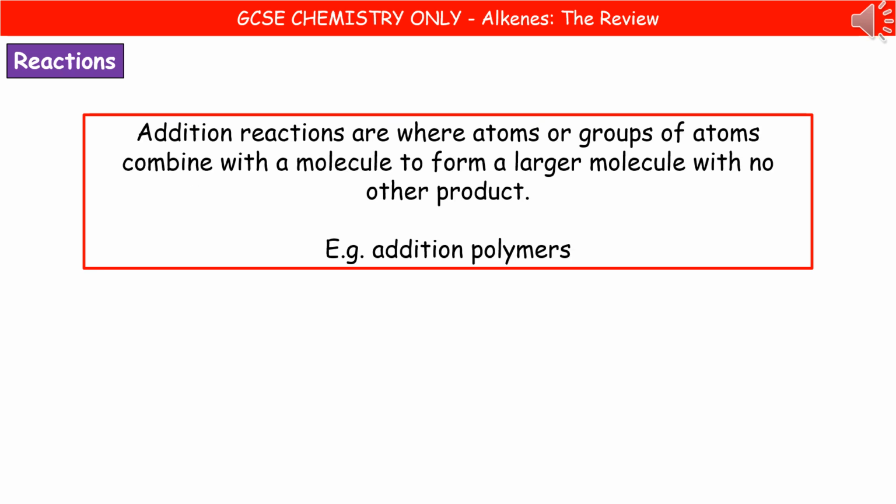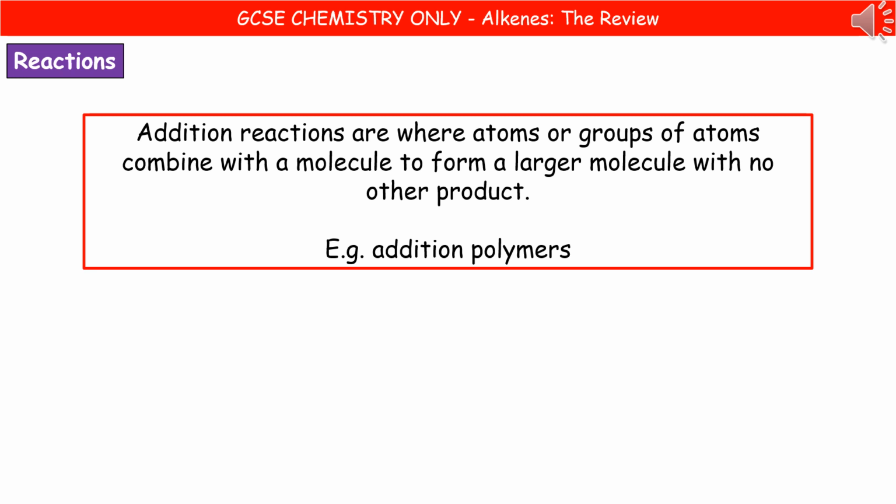The next type of reaction that we find with our alkenes is an addition reaction. Now, as this name suggests, if it's an addition reaction, then we've got atoms or groups of atoms joining together and combining to form a larger molecule with no other products.